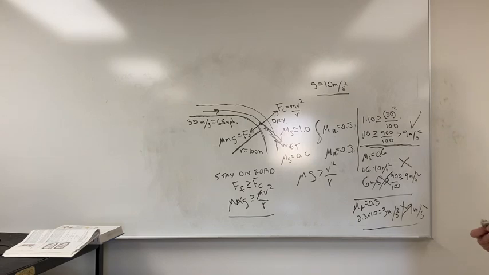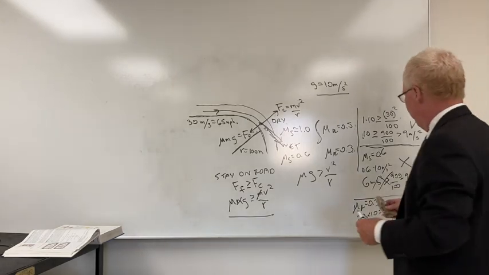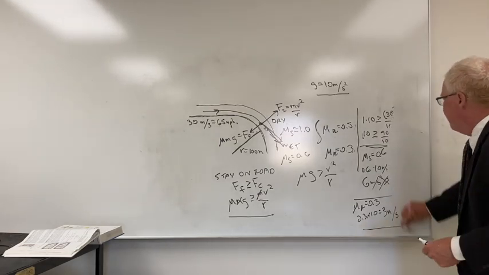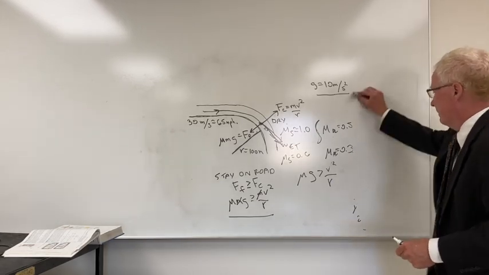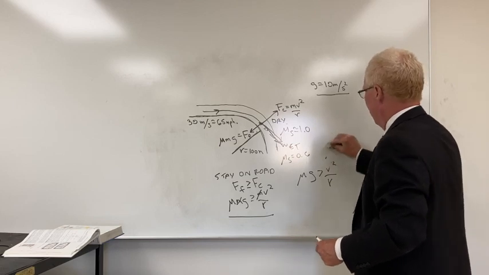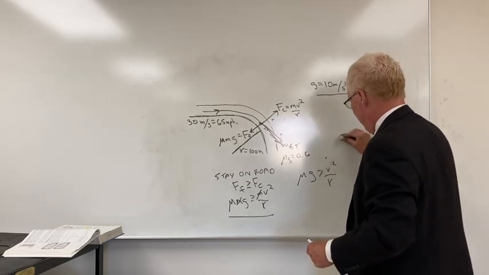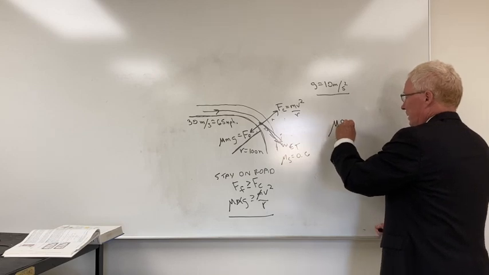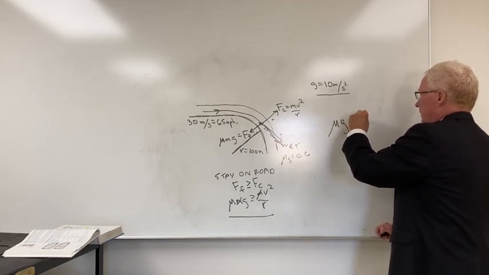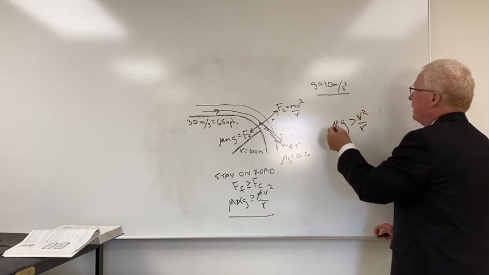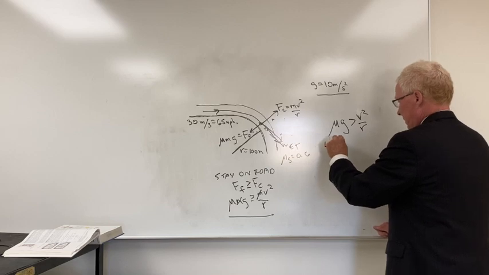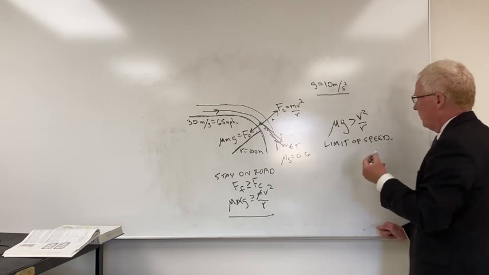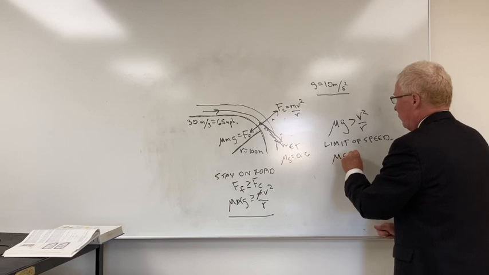All right, so how fast would we actually have to go if conditions are wet? So I'm going to erase this now. Let me take that out, simplify this a little bit. So we got mu g compared to v squared over r, and the limit of speed, to stay right on the road, as a maximum is mu g equals v squared over r.